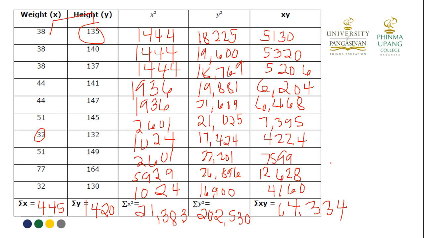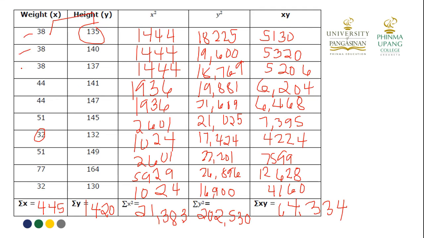Alright, so we already have all the summation of columns. So we are ready now to substitute all the numbers here in our PCC. Our R here is, again, what is the value of our N? 1, 2, 3, 4, 5, 6, 7, 8, 9, 10. So another 10 ulit. 10 tayo.